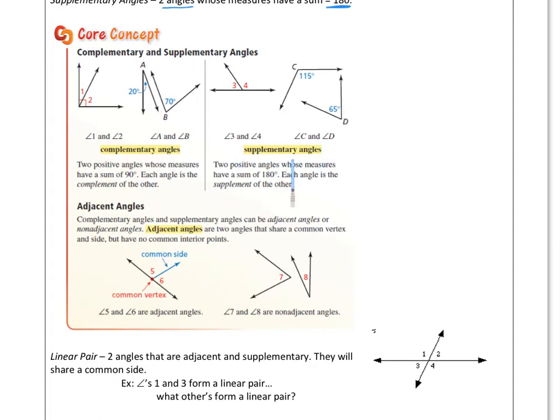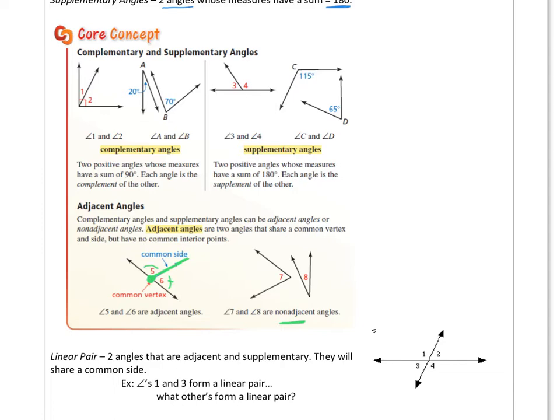So these are supplementary. Now, when I said the word adjacent, here's what I meant by adjacent. Adjacent angles are two angles that share a common vertex and a common side, but no common interior points. So if we take a look at this situation here, angle 5 and angle 6 are adjacent because they share this common side and this common vertex, but no interior points. 7 and 8 do not share a common side, so these are non-adjacent.